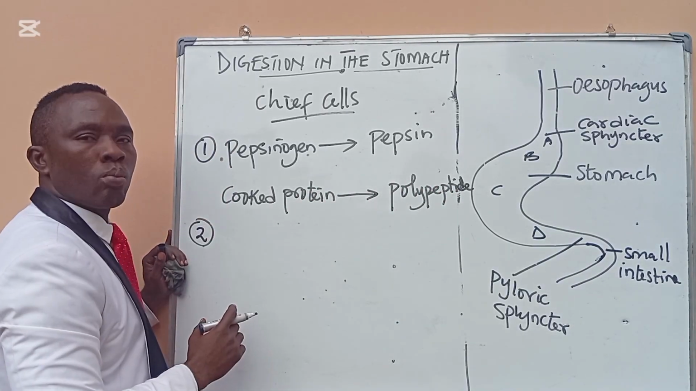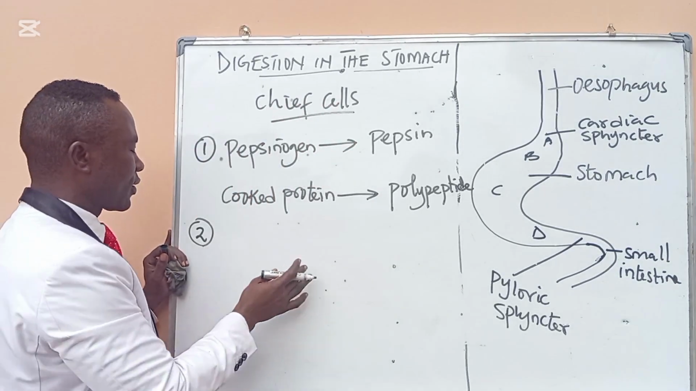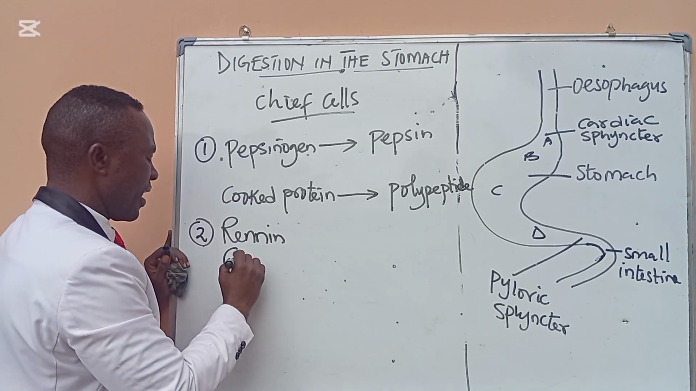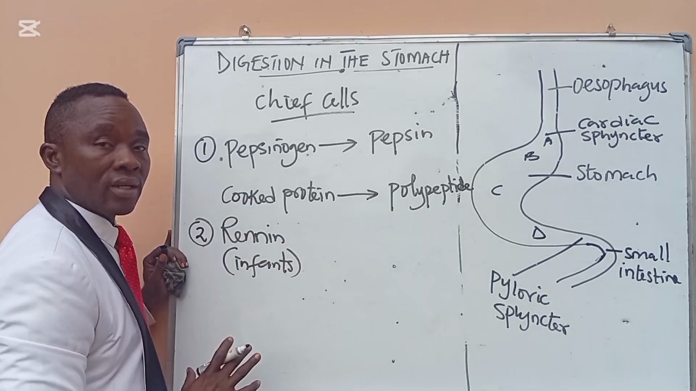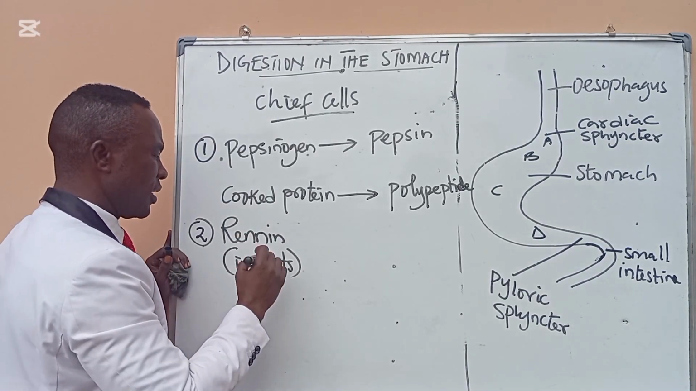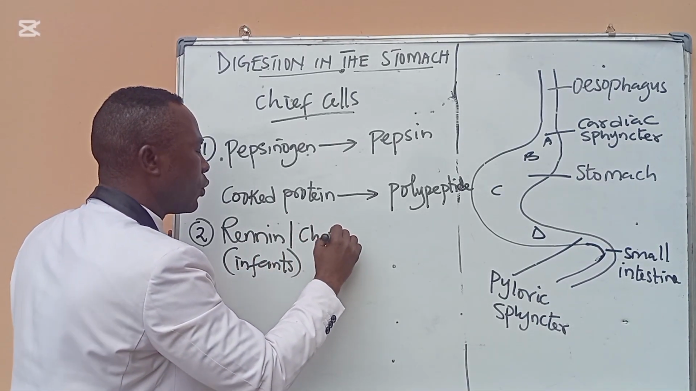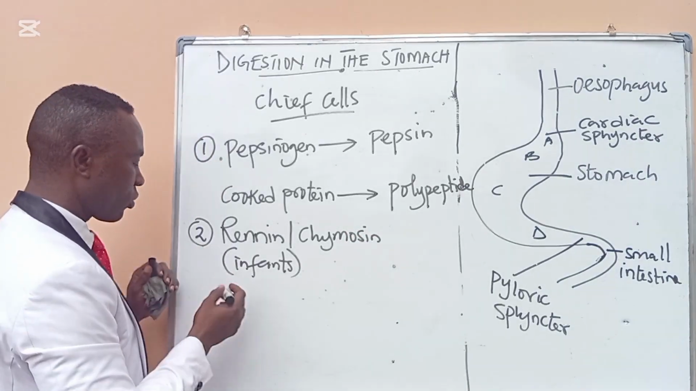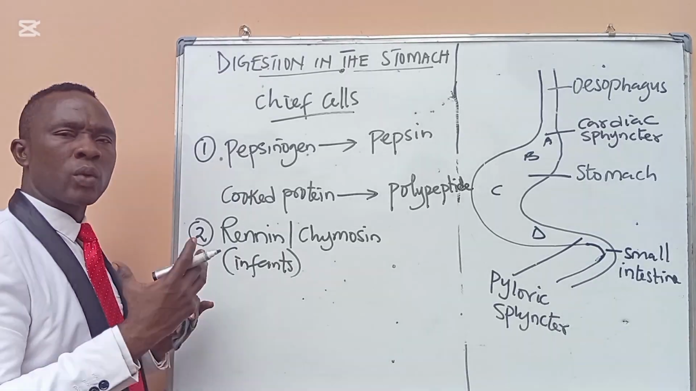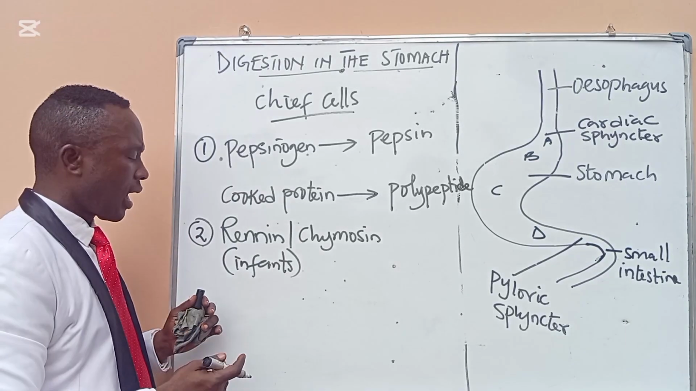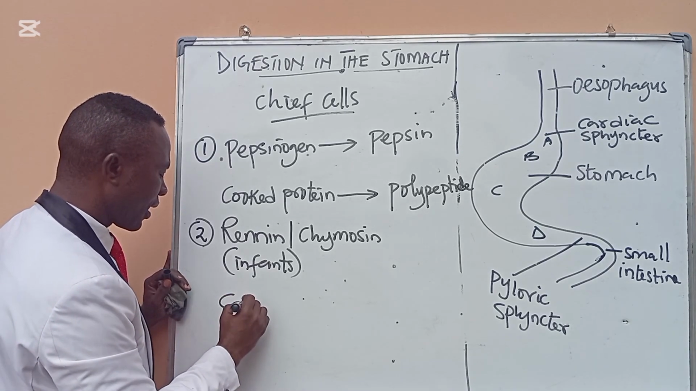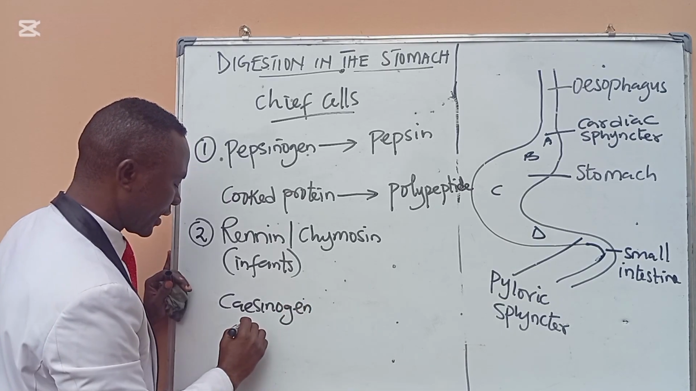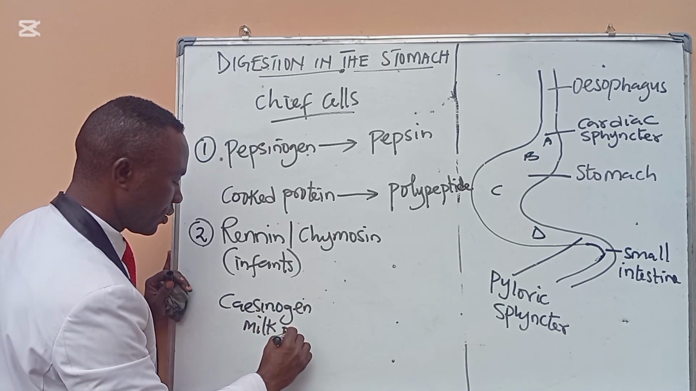The number 2 enzyme that chief cells secrete is renin. Renin is present in infants, that is in children. Now this renin is also called chymosin. It curdles milk protein. Remember, milk protein is soluble protein. And that soluble milk protein is called caseinogen. That is milk protein.